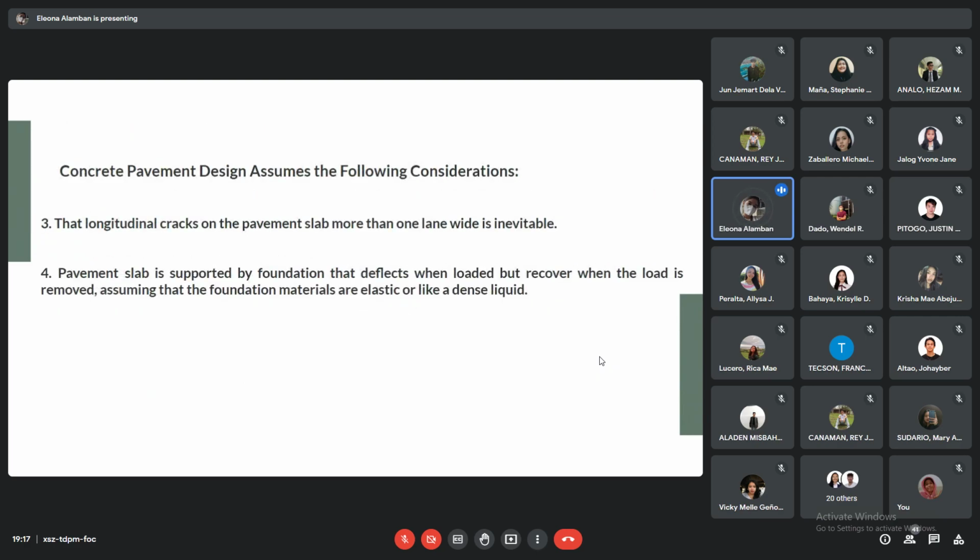And third, for the consideration, the longitudinal cracks on the pavement slab more than 1 lane wide is inevitable. Lastly, pavement slab is supported by foundation that deflects when loaded but recovers when the load is removed, assuming that the foundation materials are elastic or like a dense liquid.